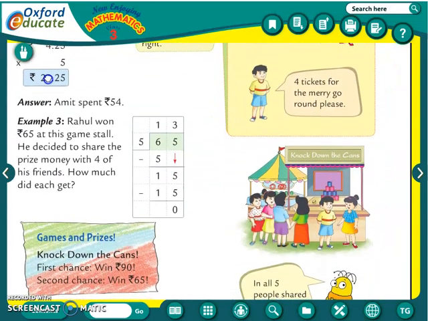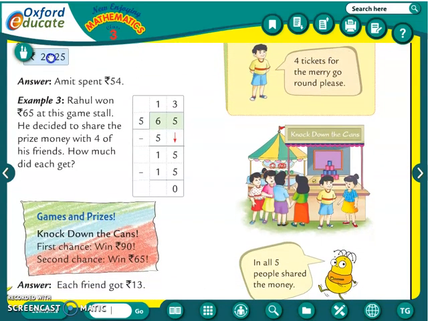Now third example, Rahul won rupees 65 at this game stall. He decided to share the prize money with 4 of his friends. How much did each get?